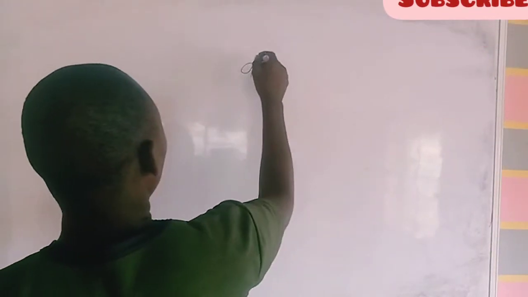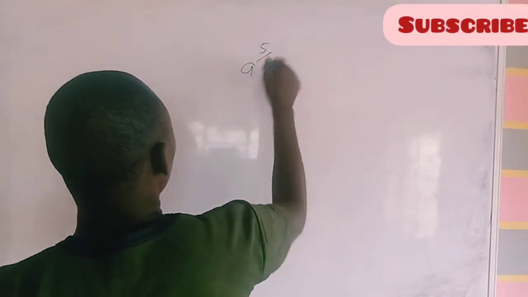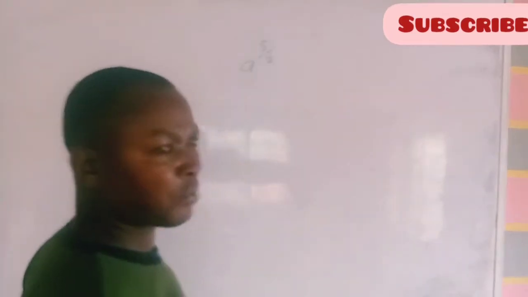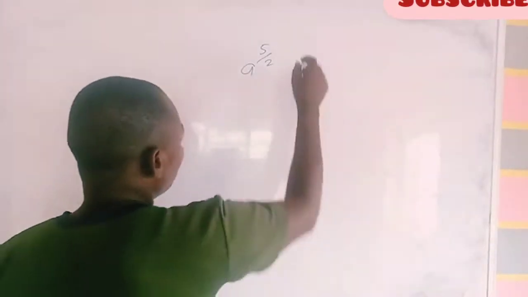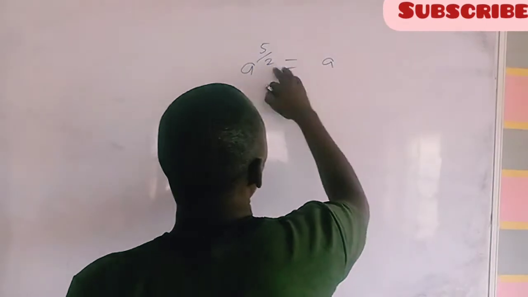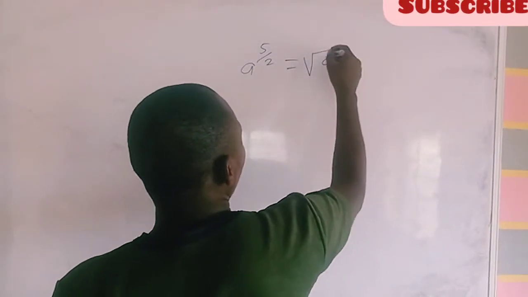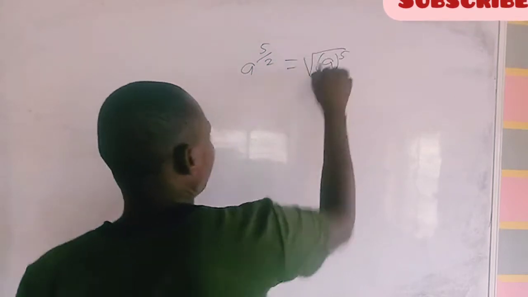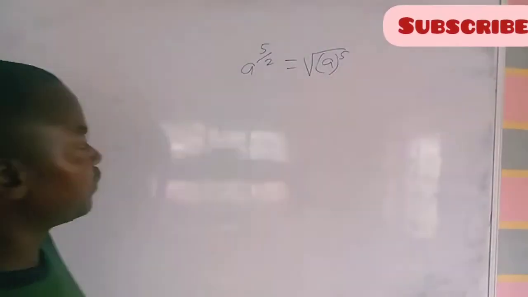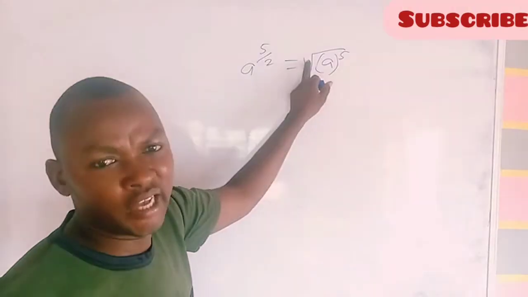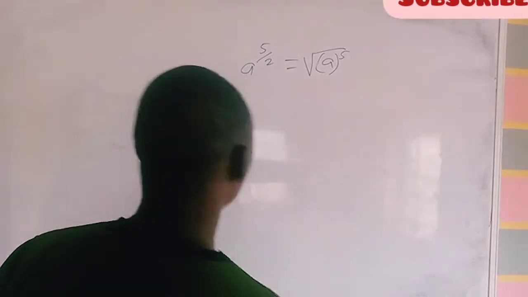Now we have a raised to the power 5 over 2. It's going to become the square root of a, where the 2 becomes the square root, while we have 5 as the power. Okay? That is how to handle that.